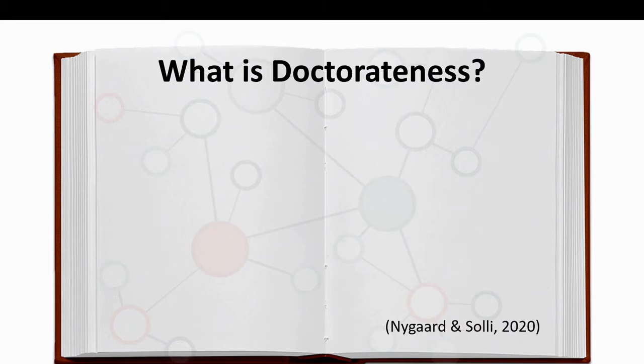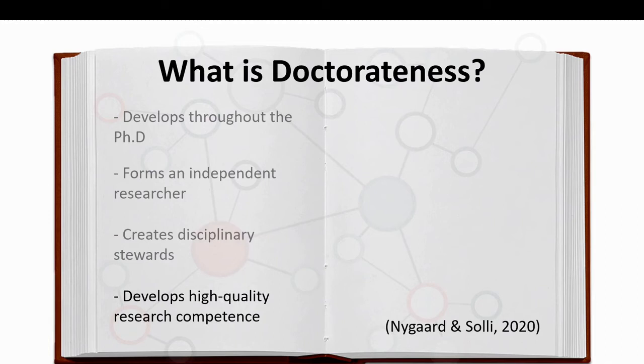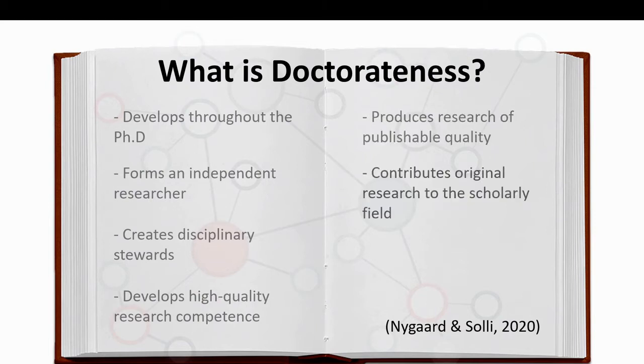But what is doctorateness? The term is not universally defined, but according to Lynn and Kristen from their book, they describe doctorateness as something that develops throughout the PhD. It forms an independent researcher. It creates disciplinary stewards. And it develops high-quality research competence while also producing research of publishable quality that contributes to an original piece of research for the scholarly field.